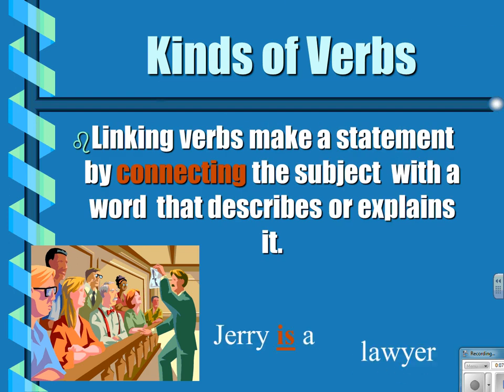Linking verbs make a statement by connecting the subject with a word that describes it or explains it a little more. So in this sentence below, Jerry is a lawyer. Our subject is Jerry, and there is some information that explains a little bit more about Jerry, and that's that he's a lawyer. So you can't do that, so it's not an action, but it does link Jerry with lawyer, as in this sentence.